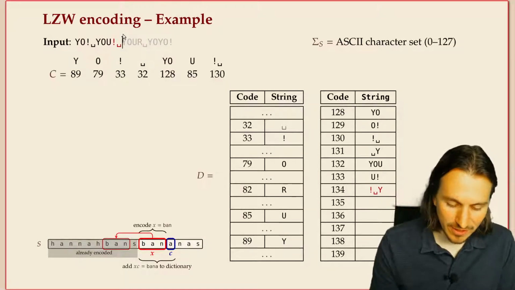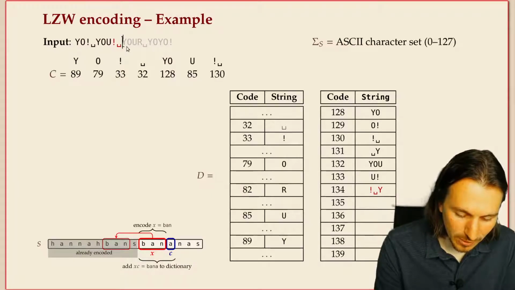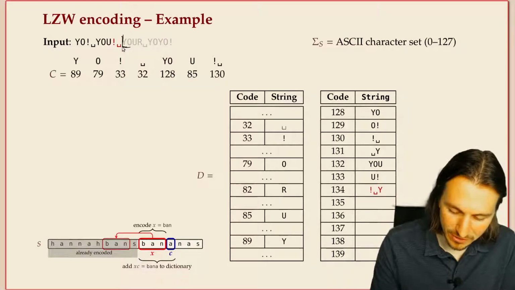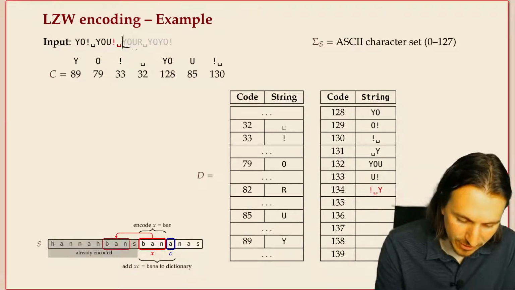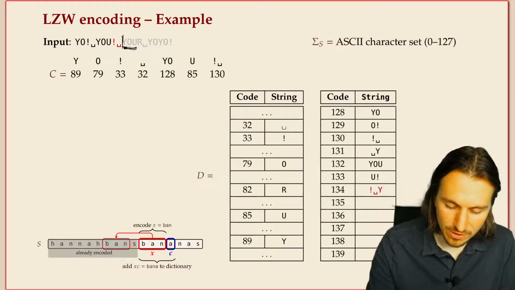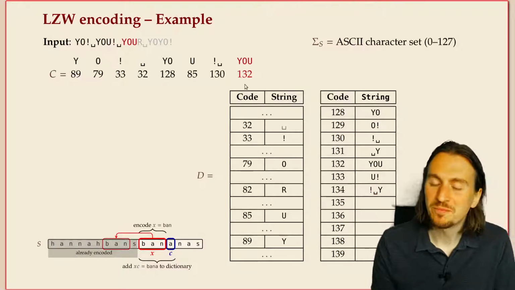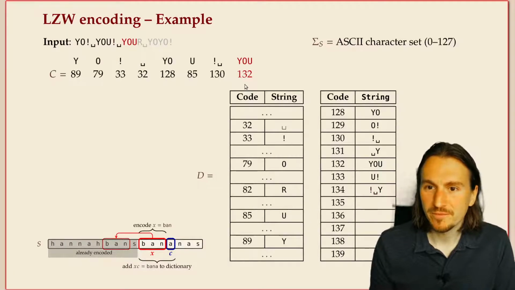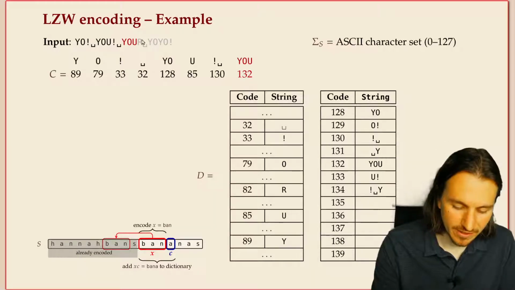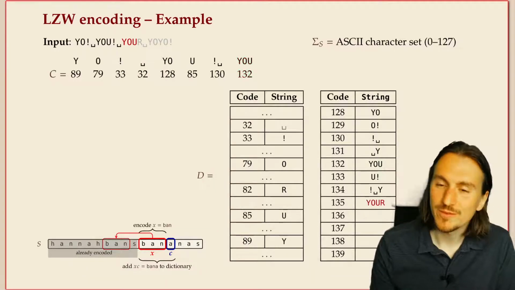Now things get again interesting. We have Y in the dictionary, we have YO in the dictionary, but we also have U in the dictionary. So here we can encode 3 letters with just one shot, and add the next character as a phrase to the dictionary. So here's your.